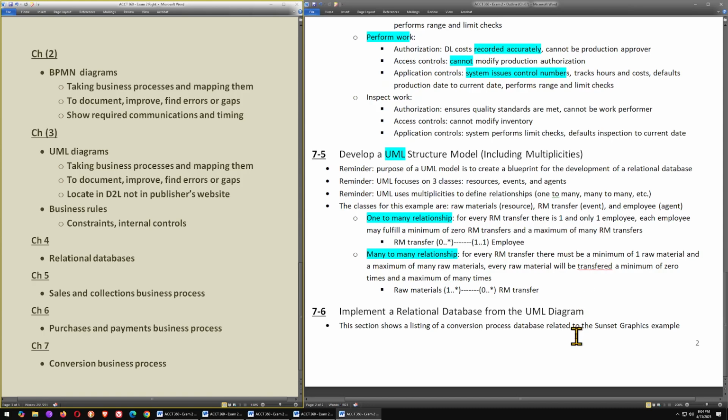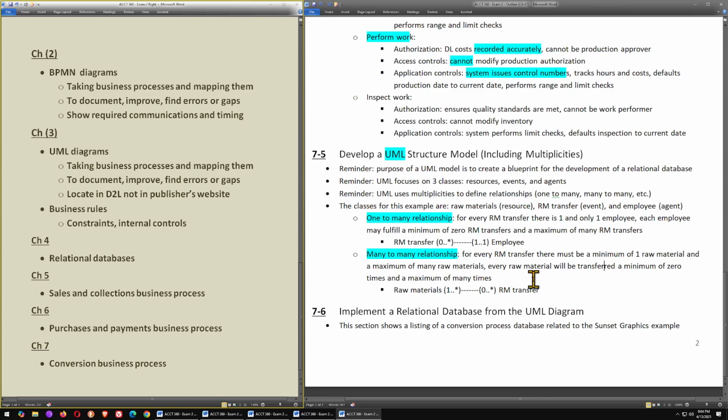On the many-to-many relationship, we have raw materials and RM transfer. For every raw material transfer, there must be a minimum of 1 raw material and a maximum of many raw materials. Every raw material will be transferred. That probably needs 2 R's. Will be transferred a minimum of 0 times and a maximum of many times.